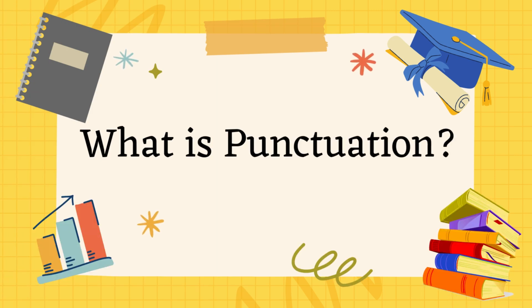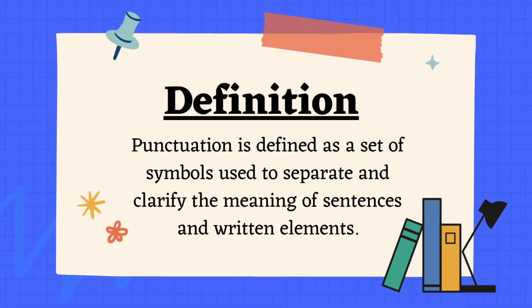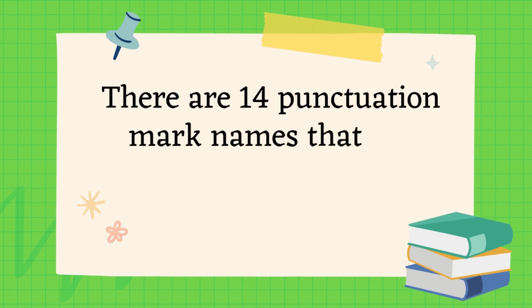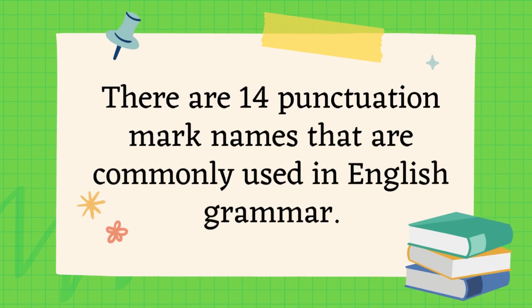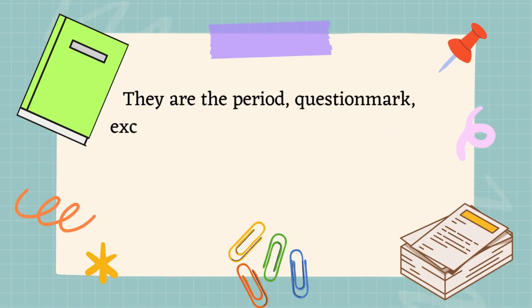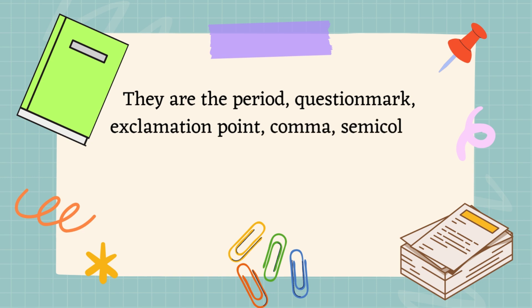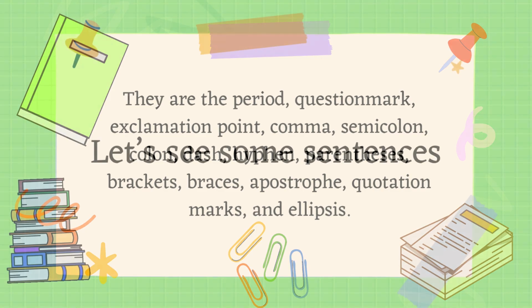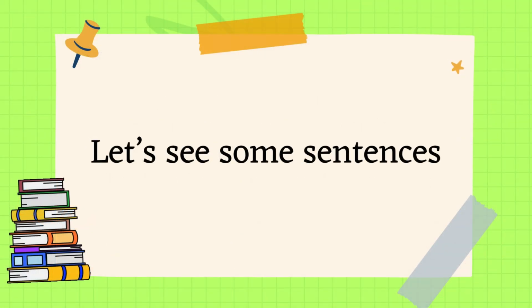What is punctuation? Punctuation is defined as a set of symbols used to separate and clarify the meaning of sentences and written elements. There are 14 punctuation mark names that are commonly used in English grammar. They are the period, question mark, exclamation point, comma, semicolon, colon, dash, hyphen, parentheses, brackets, braces, apostrophe, quotation marks, and ellipses. Let's see some sentences.